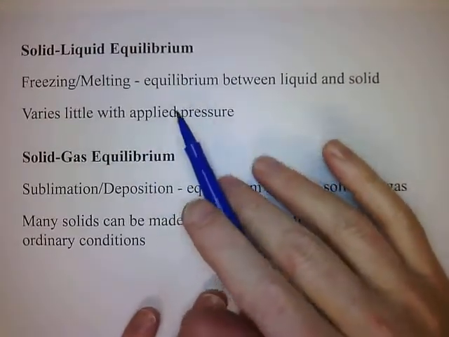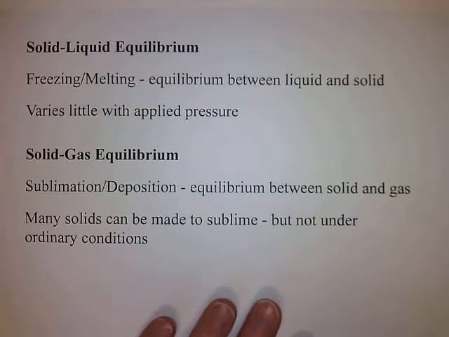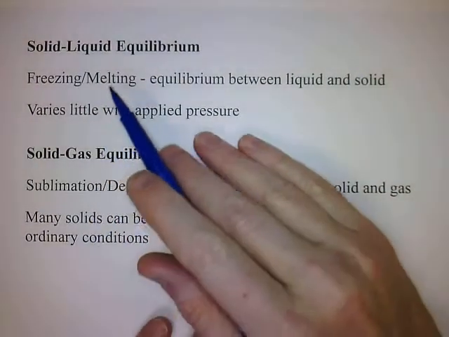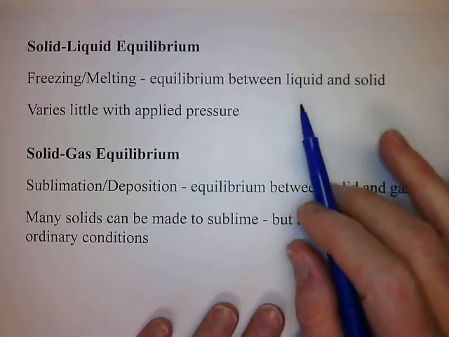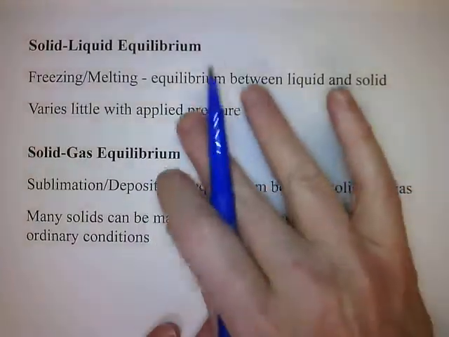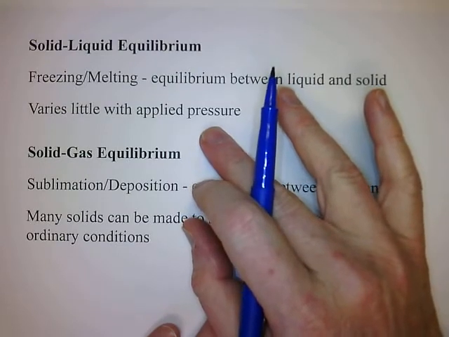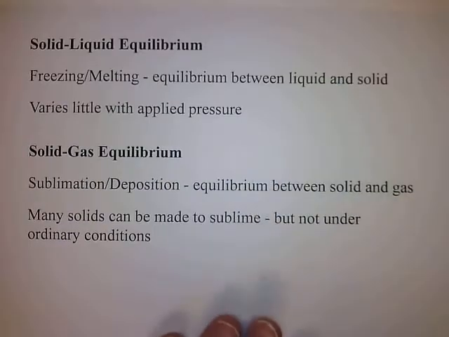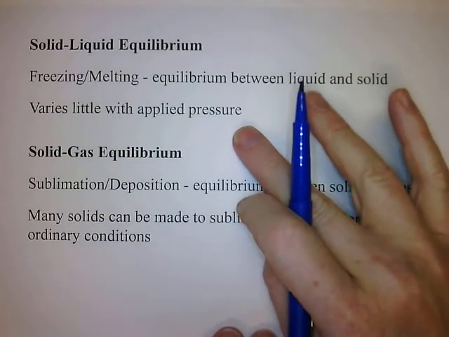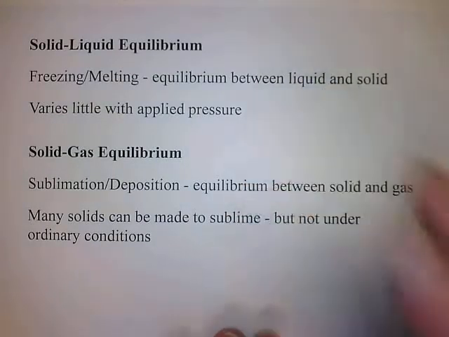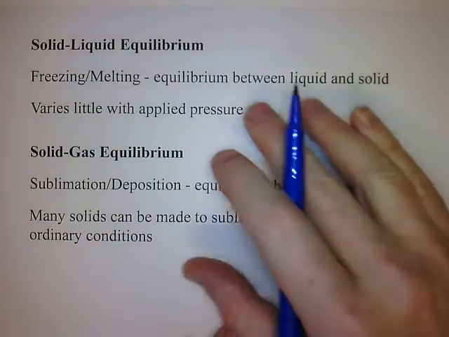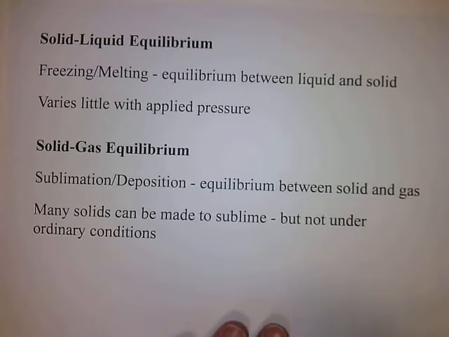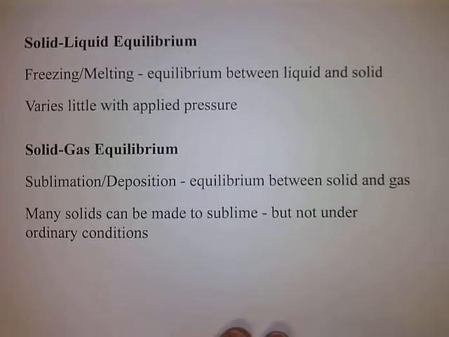So let's go to solid liquid equilibrium. Not as much to say about this. Remember that freezing and melting is the equilibrium between a liquid and a solid. Now this varies very little with applied pressure. Okay, you will not change the freezing point of water very much by changing the pressure. You can change the boiling point a lot, but you can't really change the freezing and melting point.